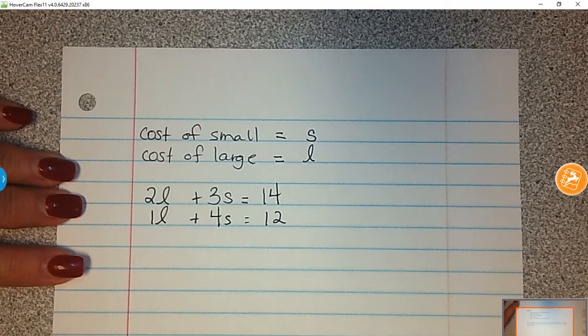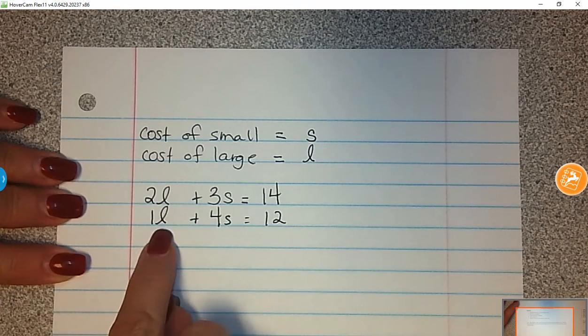Do you need help solving it from there, or is it just getting it set up? Okay, to solve it from there, do you want to do elimination or substitution? Substitution. Oh, substitution, really? Okay, we can do that. So I assume you're going to take this second equation and get L by itself?